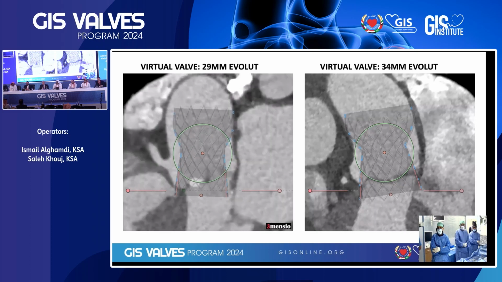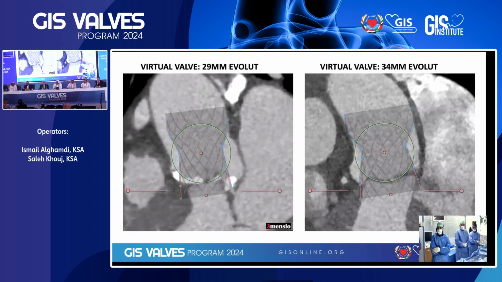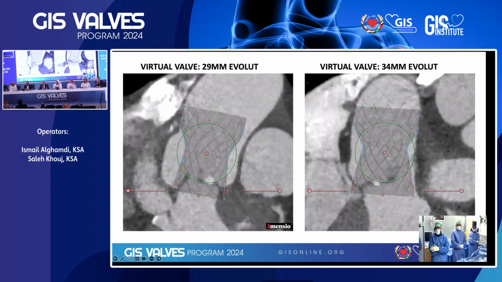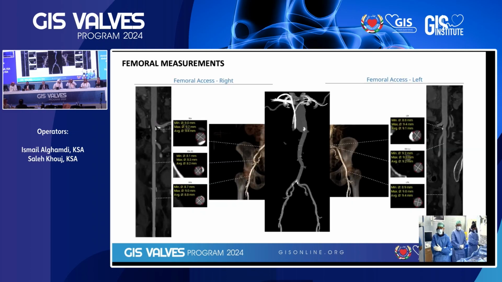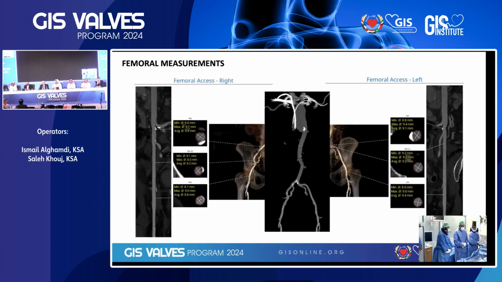Move the second. Okay. And this is the peripheral. No issues, no significant calcification, no tortuosity, and both diameters in the right and left are more than 80 millimeters. Now we'll go for Dr. Saleh to tell us about the setting of the patient.